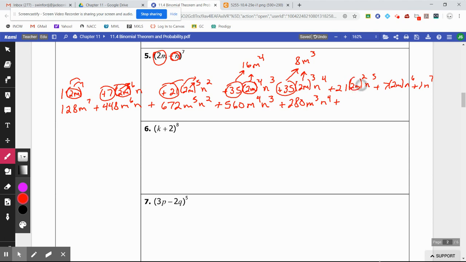Plus 2m to the 2nd is 4m squared. So you have 21 times that, which would be a plus 84 m squared, n to the 5th. We can now do these in our heads. 7 times 2 is a 14 m, n to the 6th, plus n to the 7th power. There's your expansion there.